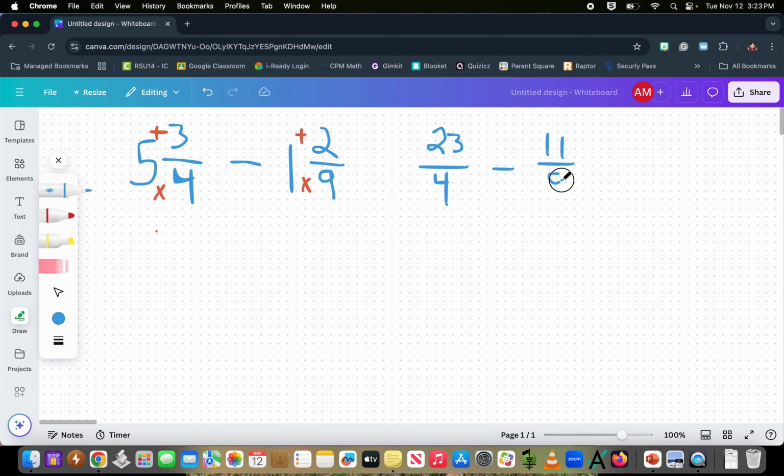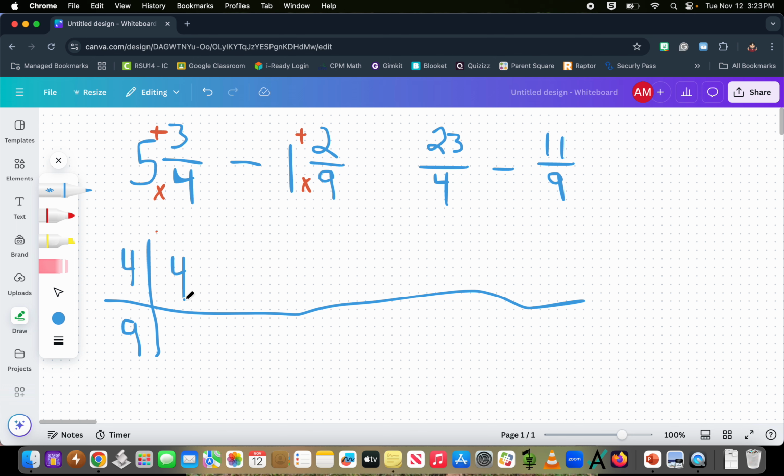over 9. Now if you remember, the next step we need to do is take our denominators and find our least common denominator. So we've got 4 and 9, and we're going to do this by skip counting by 4 to start, and then by 9. And again, if you have your multiplication table, you could look at rows and columns, and that would make this step even easier. So I'm going to skip count.